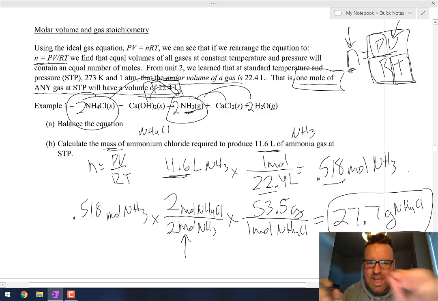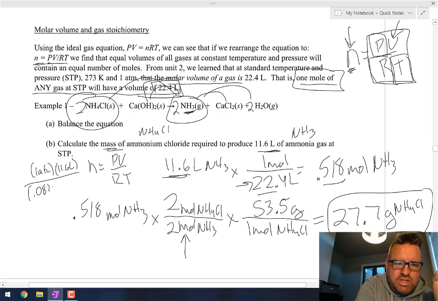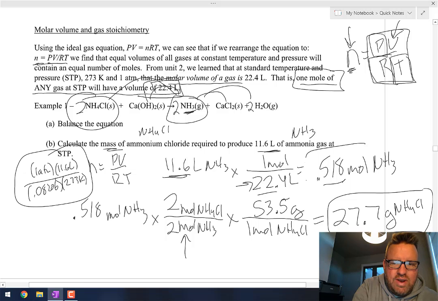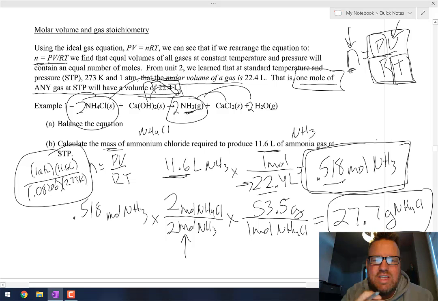Okay, and again, the key there is knowing whether I use 22.4 or whether I take the pressure and put 1 atmosphere and the volume 11.6 liters, divide by R 0.08206, divided by the temperature 273 Kelvin. If I do all of that, guess what, guys? Guess what answer I get? 0.518 moles. So using 22.4 when you know you're at STP is a really, really easy and quick way to convert from the volume of a gas to the moles of a gas.